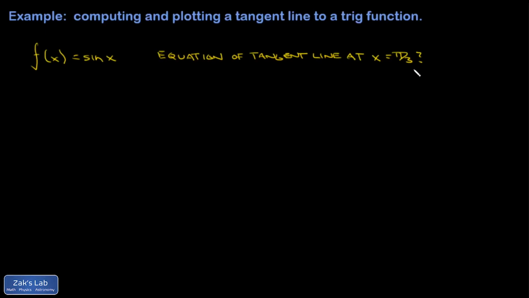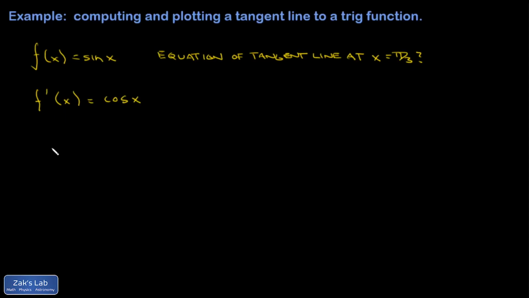In this example, we're trying to compute the equation of a tangent line to the sine function, and then we're going to use plotting software to verify that we have the right tangent line. So to begin with, we want the slope of the tangent line at any point, in other words, the first derivative, f prime of x. And that's simply the cosine function.